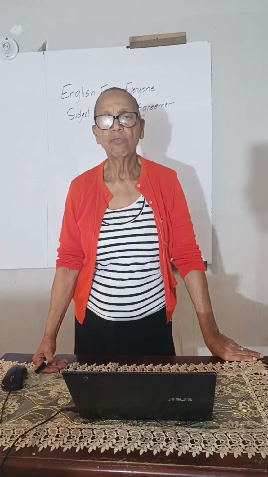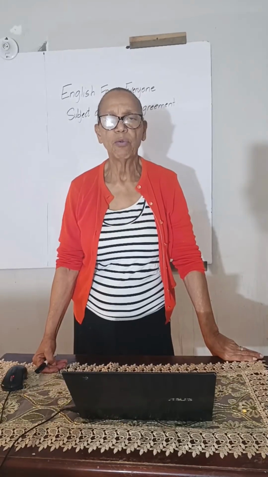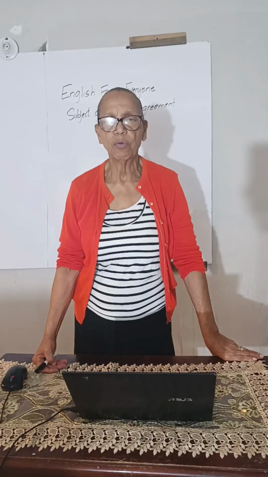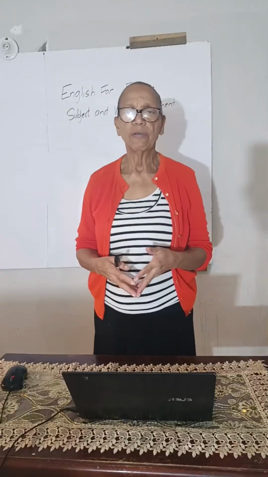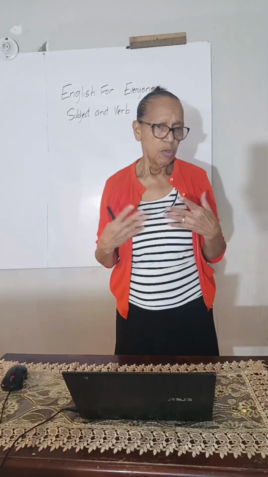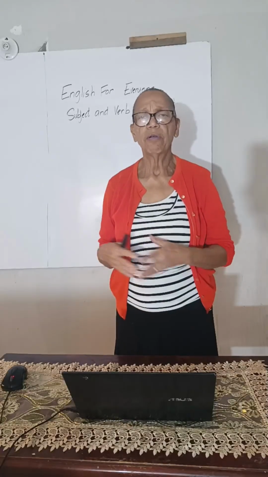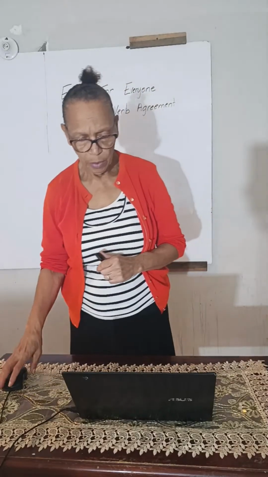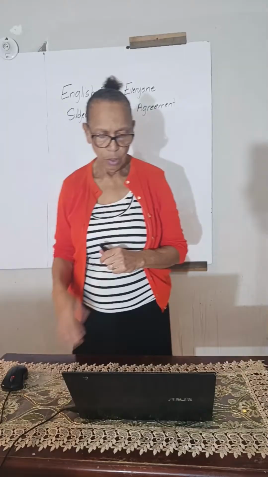If the verb is one, the subject has to be one. If the subject is one, the verb has to be one. If the subject is more than one, the verb has to be more than one. And there are some unusual ones, like the pronouns. Using pronouns with subject and verb agreement, we have to make some changes. So we're going to be looking at some of the rules. Again, we started last week, and we're going to continue.